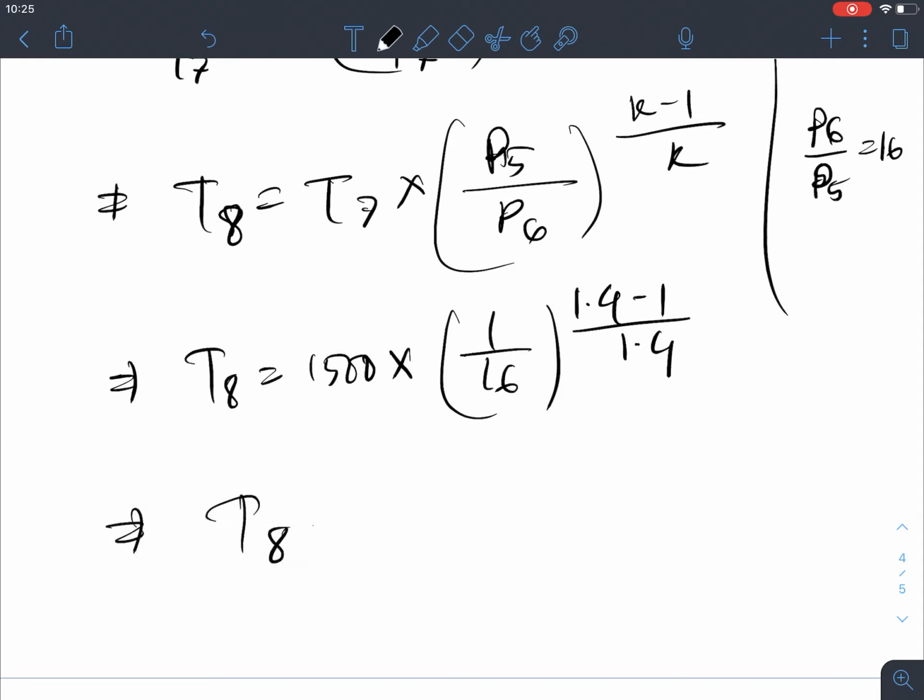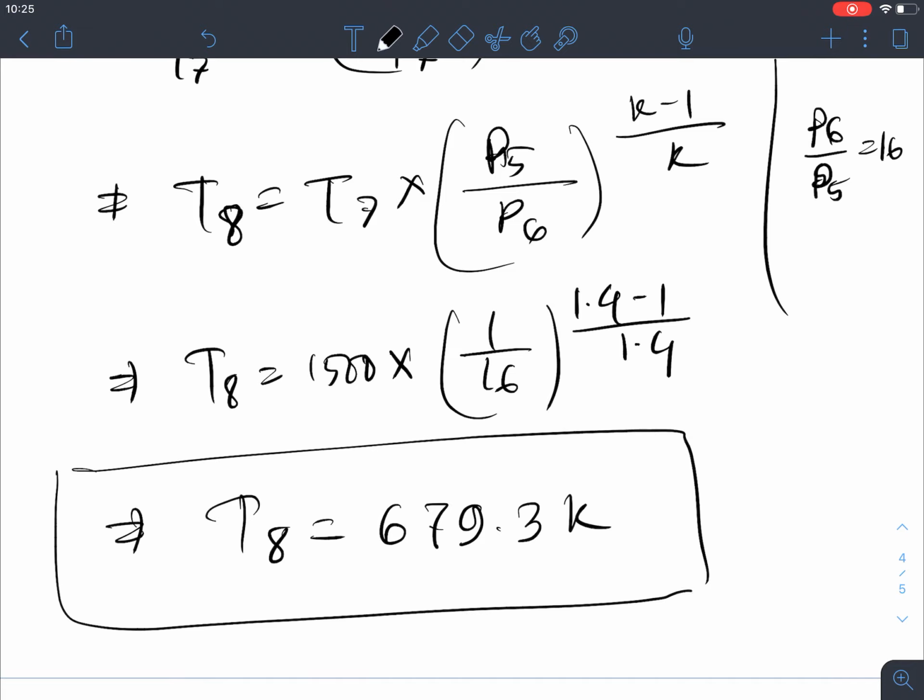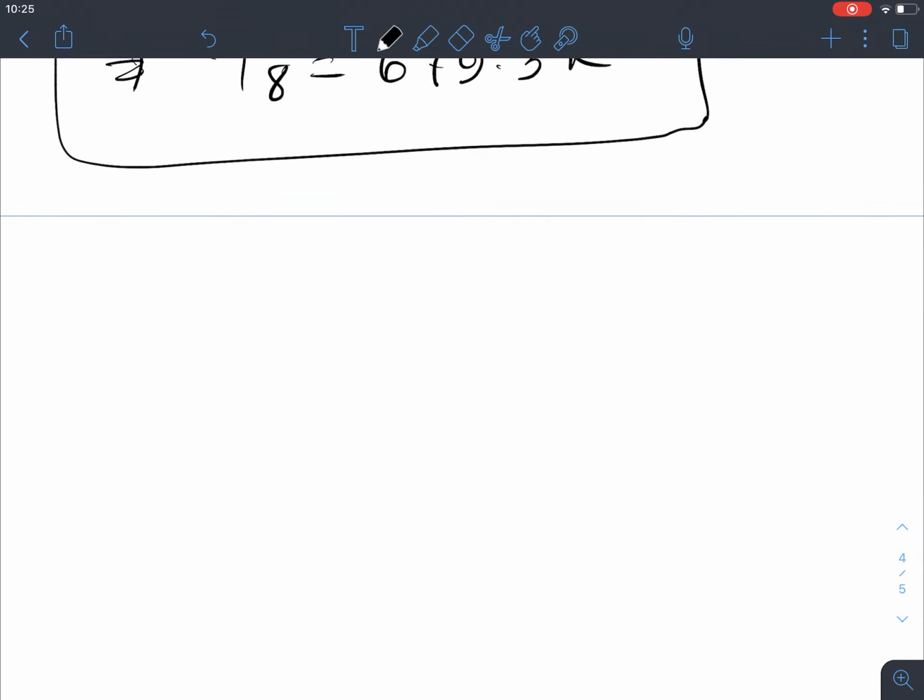So the T8, if we solve this one, would be 679.3 Kelvin. So now we know the temperature at point 8. Okay, so what would be the work output, or W turbine?